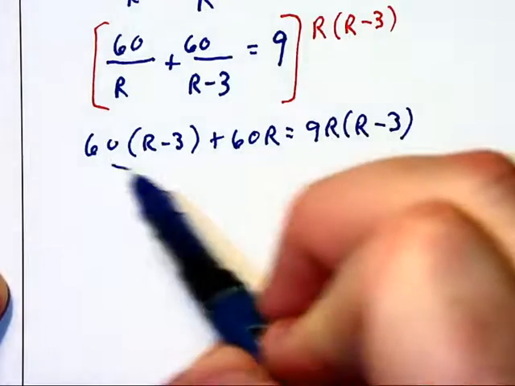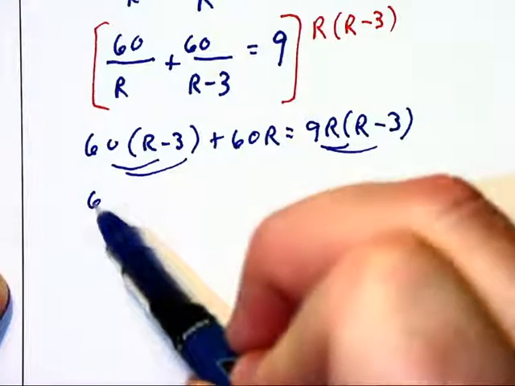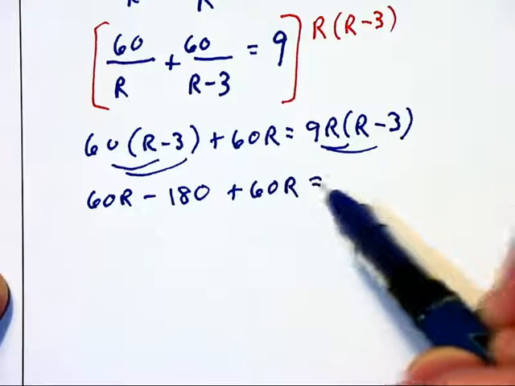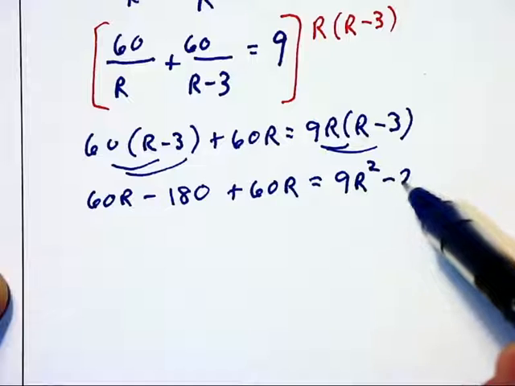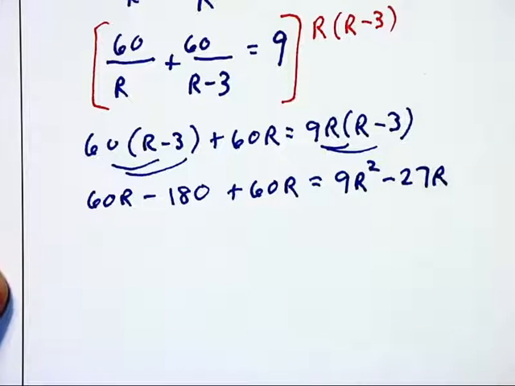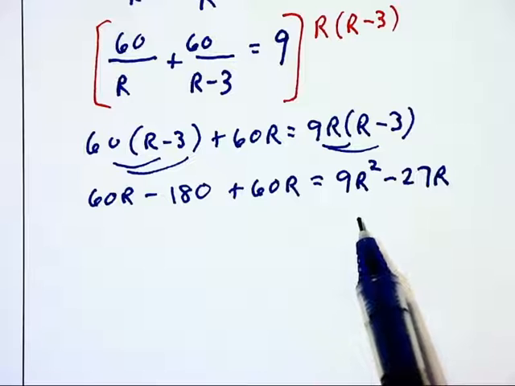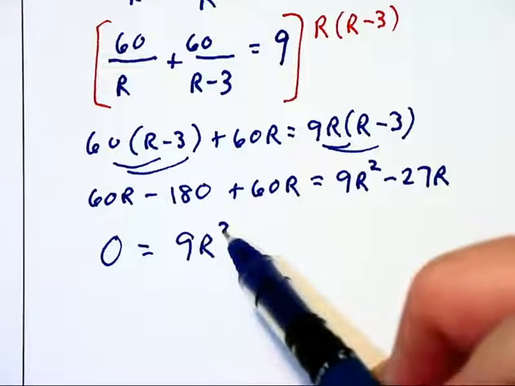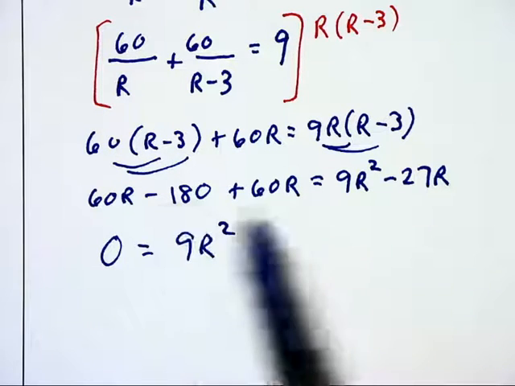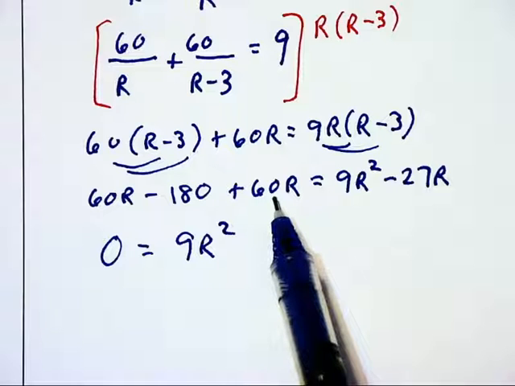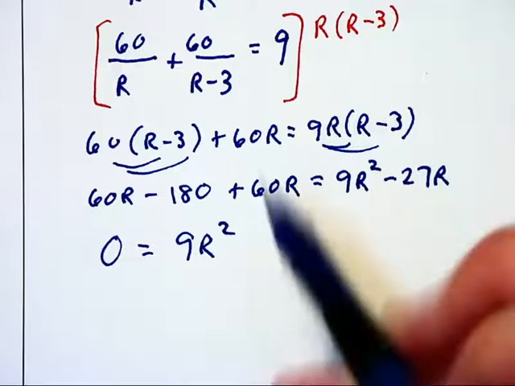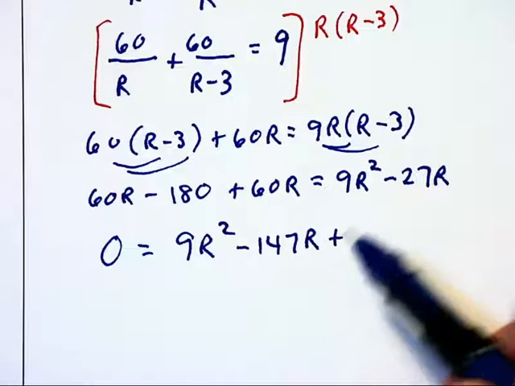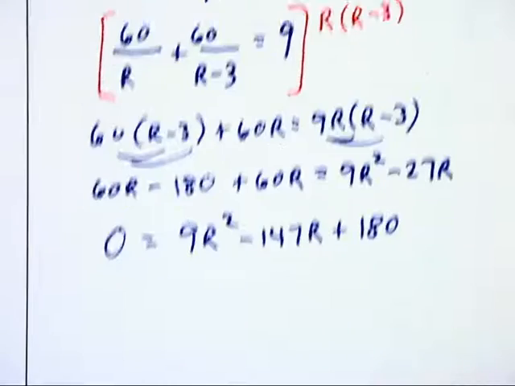Doing the distribution on the left and the right is going to give us 60r minus 180 plus 60r is equal to 9r squared minus 27r. Okay, we see with that 9r squared that this is a quadratic equation, so we want to set it equal to 0. I'm going to slide everything to the left a little bit. There's the 9r squared. 60 plus 60 is 120, so we have 120r on the left that needs to be subtracted off. Subtract it on the right and have minus 147r. And adding 180 to both sides gives us a plus 180 on the right side.